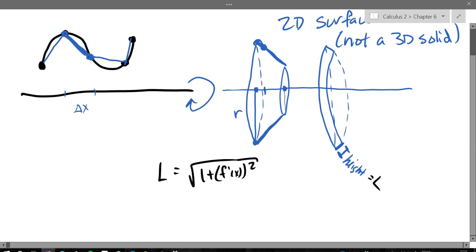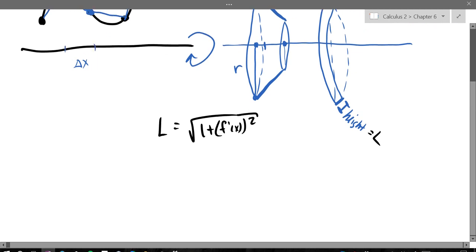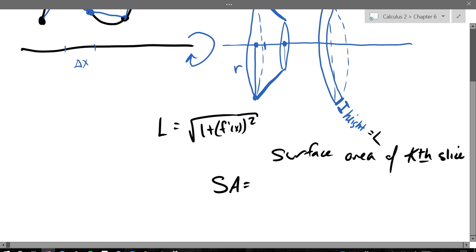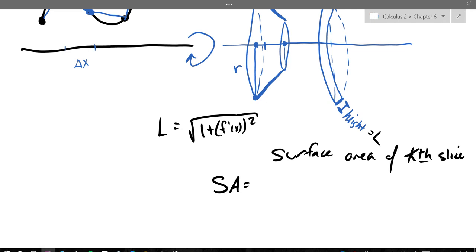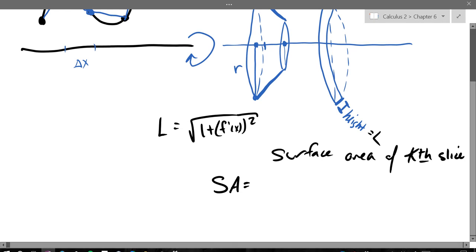Okay, so how do I get the actual area now of this shape? So how do I get the surface area of this little slice? So we'll call this the kth slice. So our surface area is going to be, it's basically circumference multiplied by height. That's the way you do area of a cylinder. Just think of a soup can. You want to know how big a label is, cut it off, you got a circumference measurement and the height. The only weird thing is our height is this L right here.